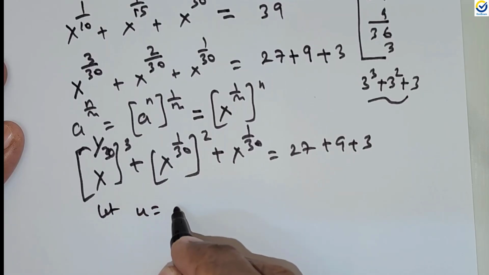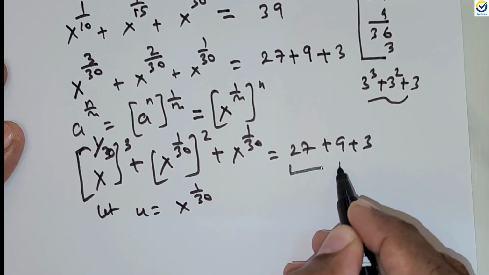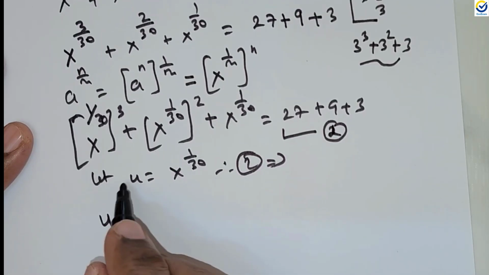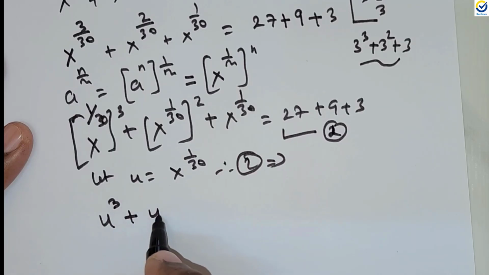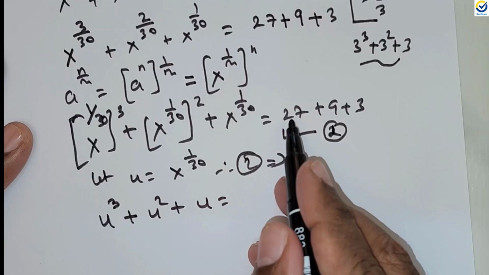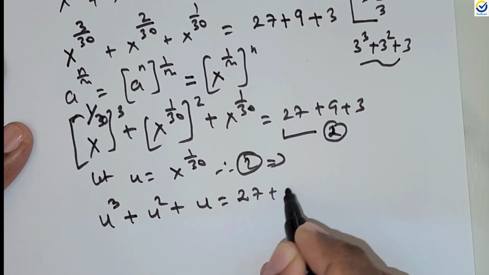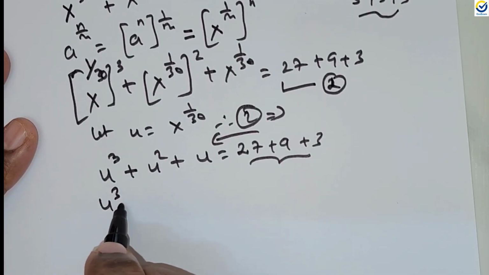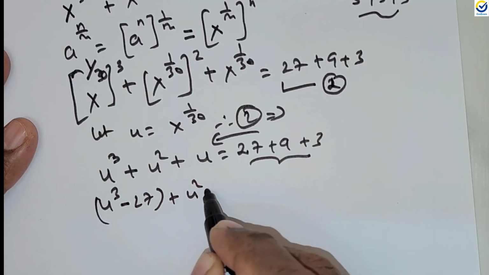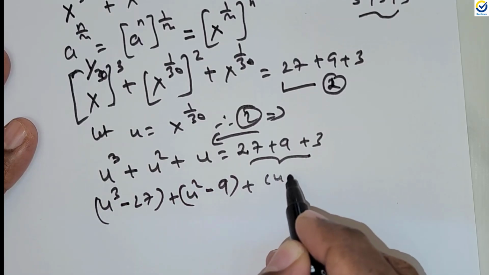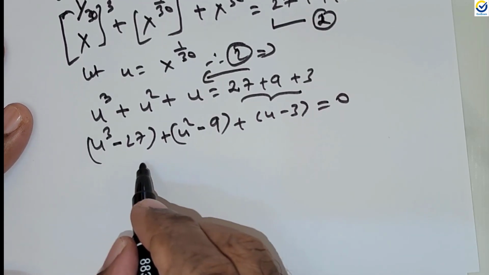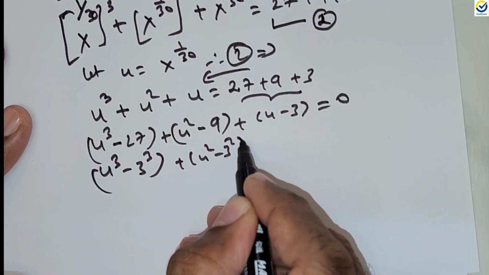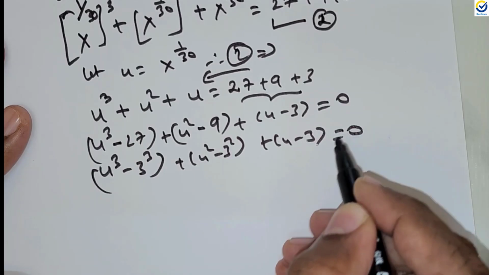Now let me take u to be x raised to the power of 1 over 30. Therefore the equation can be rewritten as u cubed plus u squared plus u equals 27 plus 9 plus 3. So bring everything to the left: with the u cubed I place 27, with the u squared I place 9, and with the u I place 3. Now this can be further rewritten as u cubed minus 3 cubed, plus u squared minus 3 squared, plus u minus 3 is equal to 0.